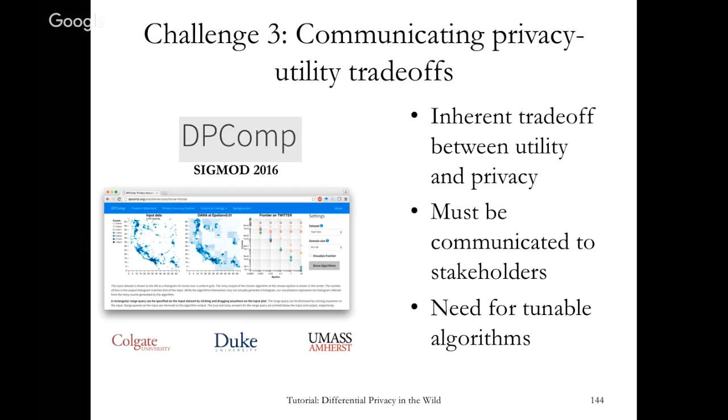And ultimately, we really need algorithms that are tunable, right? So you need to be able to not only communicate the privacy utility trade-offs to the end stakeholders, but actually design algorithms that effectively have knobs, right? So that you can say, okay, for this task, it's really important that you preserve these qualities about the data, but I'm willing to have slightly less accuracy on these other qualities, and have the algorithm automatically reason with those priorities and preferences and design an effective solution.